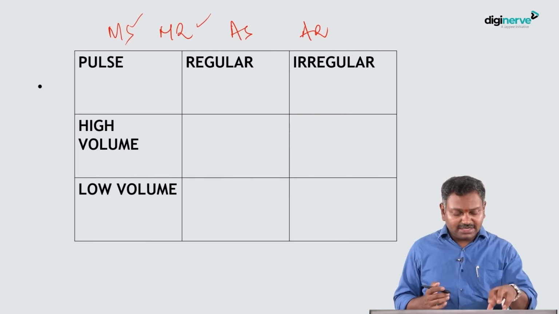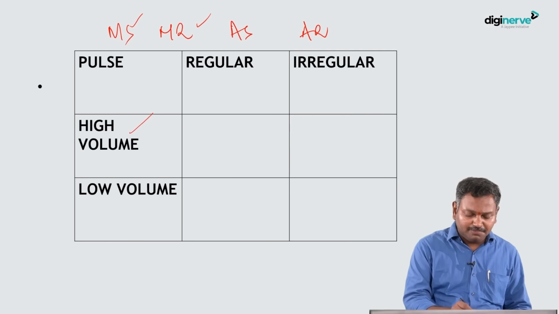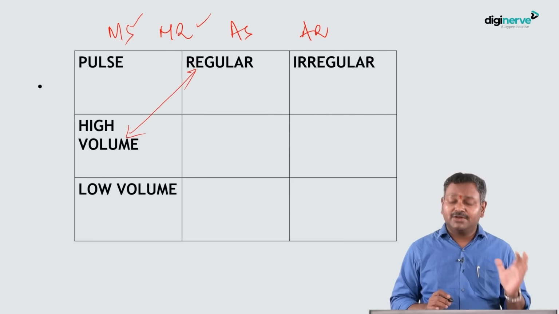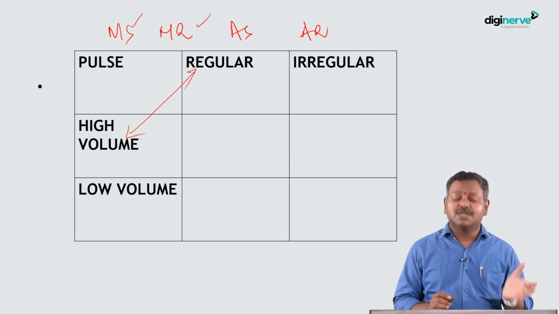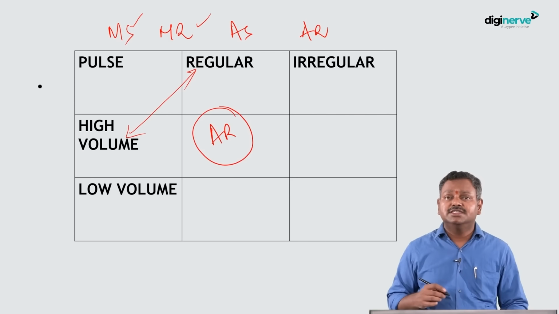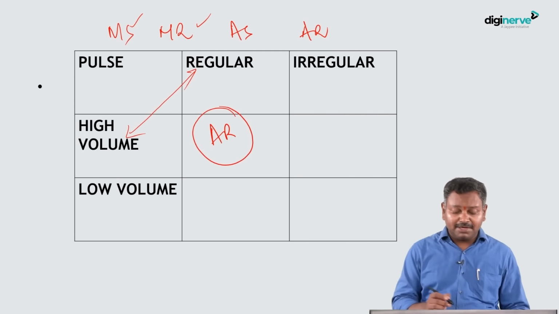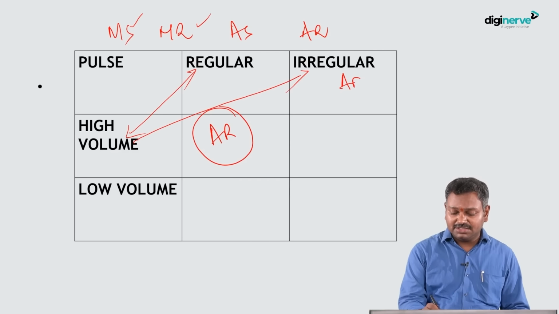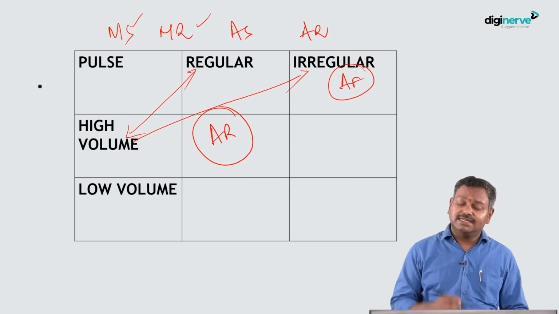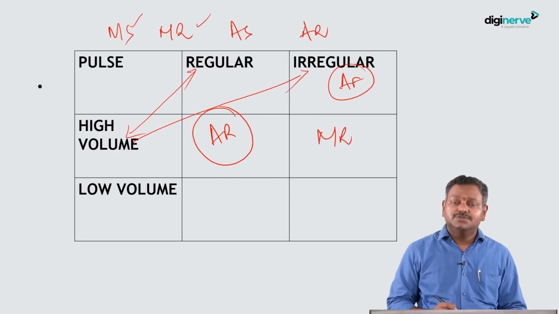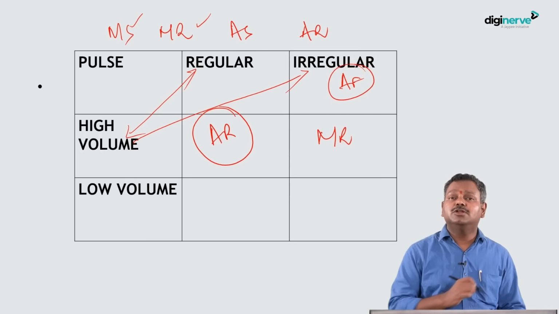AS. So, if you take the combination of a high volume, regular pulse, high volume we said it is MR or AR, regular it is always aortic valve. So, the answer here is aortic regurgitation. If you have a high volume pulse but it is irregular, that means this patient has atrial fibrillation, more common with mitral valve disease, and it is a high volume, so it is MR. So, MR has an irregular high volume pulse, AR has a regular high volume pulse.